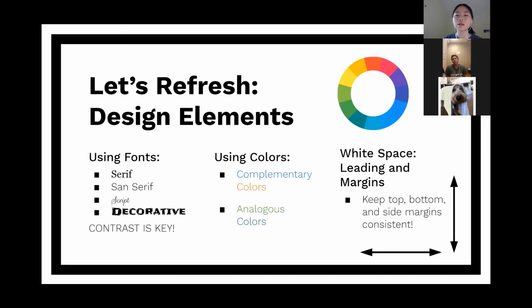And then lastly, for white space, the leading and the margins. For those of you that might not remember, leading is the spacing between lines. So for example, when you're writing an essay, you would be using double space. So the spacing between the lines is greater than, say, if you were single spacing your essay. And then for margins, you should keep the space between the edge of the paper and your text consistent on the top, bottom, and sides. So these are just some things to keep in mind when you're designing, say, a poster.